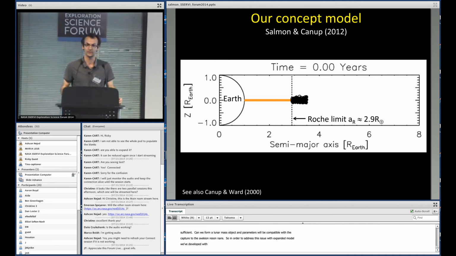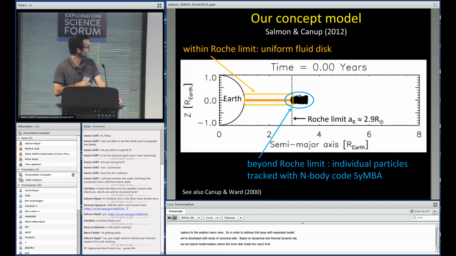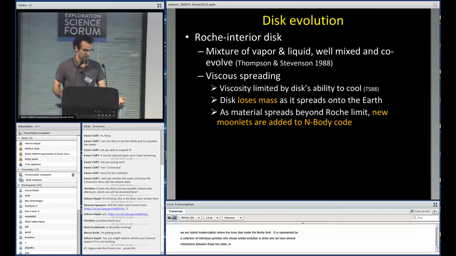So based on dynamical and thermodynamical considerations, it is appropriate to represent the prolunar disk via a hybrid modelization, where the inner disk inside the Roche limit here at 2.9 Earth radii is represented by a uniform fluid disk, whereas all the material outside of the Roche limit is represented by a collection of individual particles whose orbital evolution is tracked thanks to the n-body code SIMBA. And we have several interactions between these two disks, in particular at the Lindblad resonances.